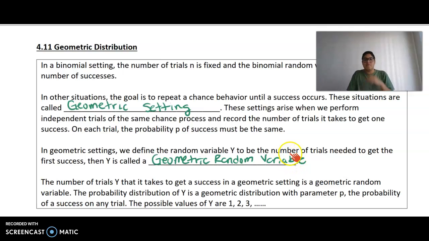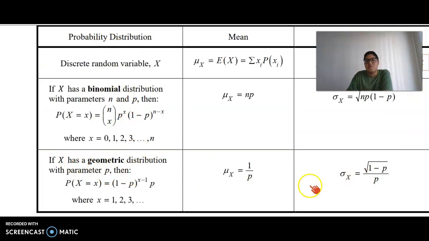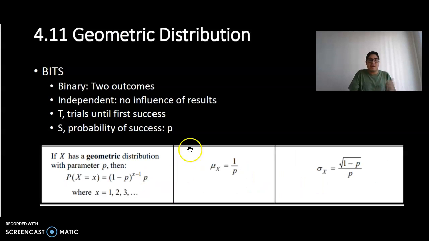Now, on each trial, the probability p of success must be the same. In geometric settings, we use either the random variable y or x to be the number of trials needed to get to the first success. Thus, we call it a geometric random variable. In my notes here, I call it y, but we can see on the AP Stats formula sheet, x is fine. It's all a variable, so it doesn't really matter.